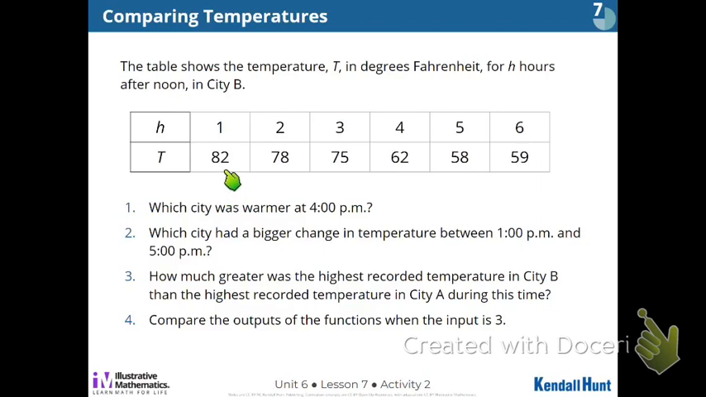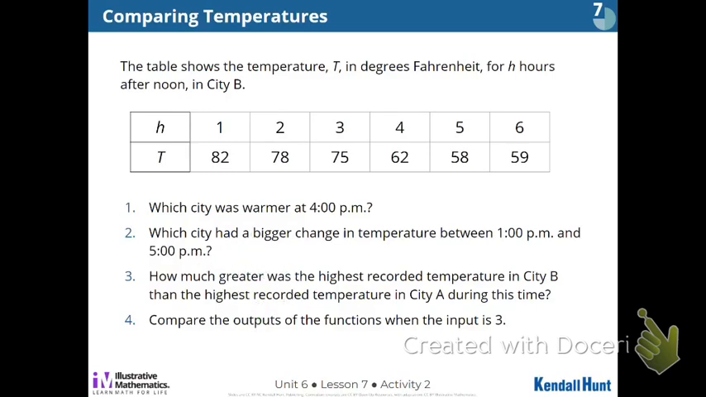Let's do it. 24? 23. Did I get the wrong times? 1 and 5. 58 to 82? That's 24. It's 59 to 82. From 5 to 1? Okay, it's 58 to 82. How much greater was the highest for B? 23. 23, there you go. You guys got ahead of me on a question there, I think.